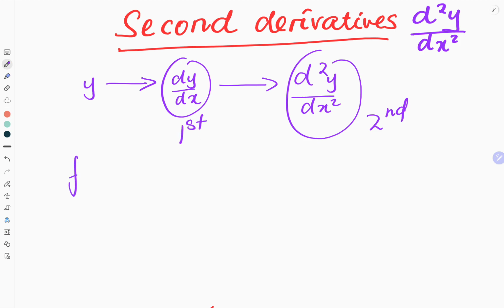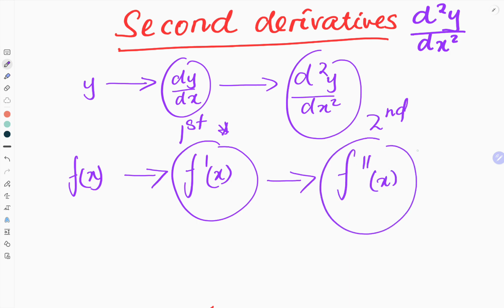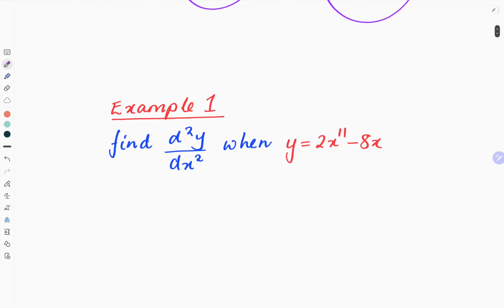Alternatively, you can have a function of x, which you can first derive to become the first derivative of x, and you can further differentiate that to give you your second derivative of x. So in simple terms, the second derivative is actually a derivative of the first derivative, and that's how we do it. Moving on to some examples.